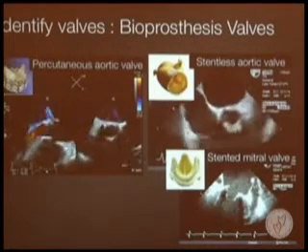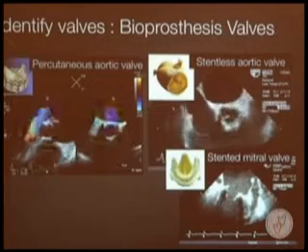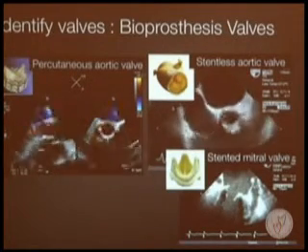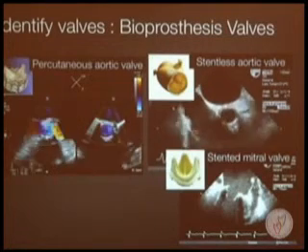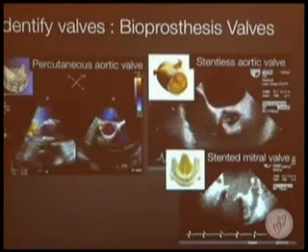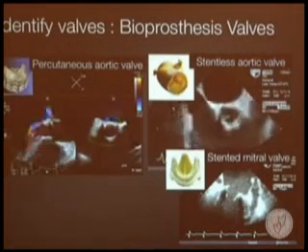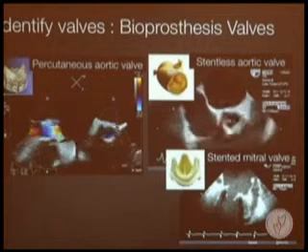This is the bioprosthetic valve. This is the percutaneous aortic valve. You can see here a mild regurgitation after implantation of a percutaneous aortic valve. This is stentless, and this is a stented mitral valve.